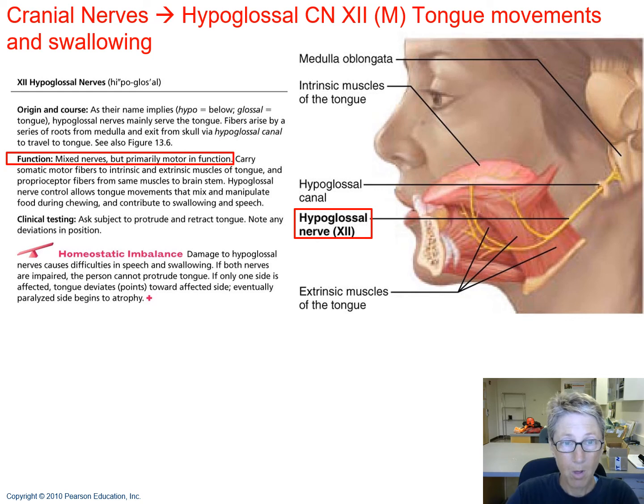Woohoo! Number 12, the hypoglossal. So hypo means below, glossal means tongue. Hypoglossal cranial nerve 12 allows you to move your tongue, and it allows you to swallow. So it innervates some skeletal muscles. That means if there's skeletal muscle there, you're going to have some sensory afferent neurons telling you about the proprioceptive status of that muscle.